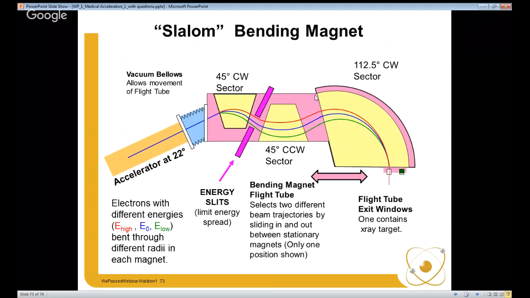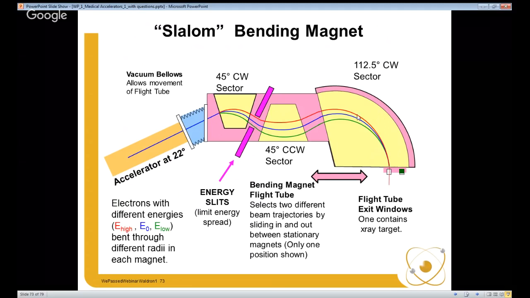If I happen to have an Elekta machine, they're taking the same principles and applying them in a curve rather than in a circle. So the Elekta accelerator is at an angle of approximately 22 degrees. It passes first through a 45-degree sector that bends the beam down, slits, a 45-degree sector that bends the beam back up, and then finally a 112.5-degree sector that bends the beam back down. We're doing the same thing. We're spreading the beam out, chopping off the unwanted portions, and then refocusing the beam. On the Elekta system, this entire affair moves in and out to achieve high and low photons and electrons, to select different exit points, a target versus a window.